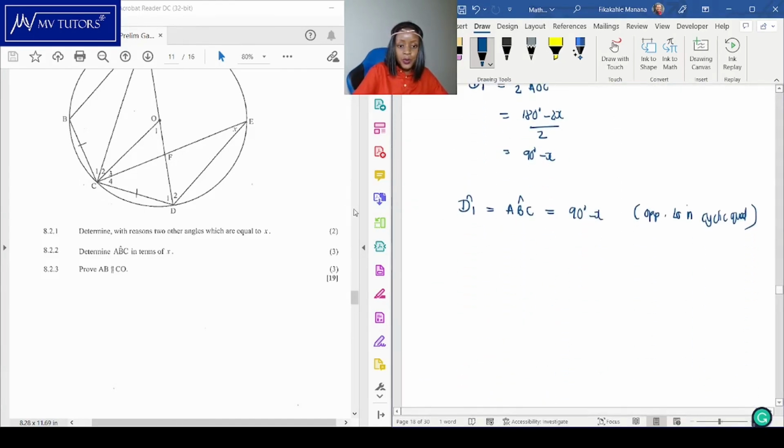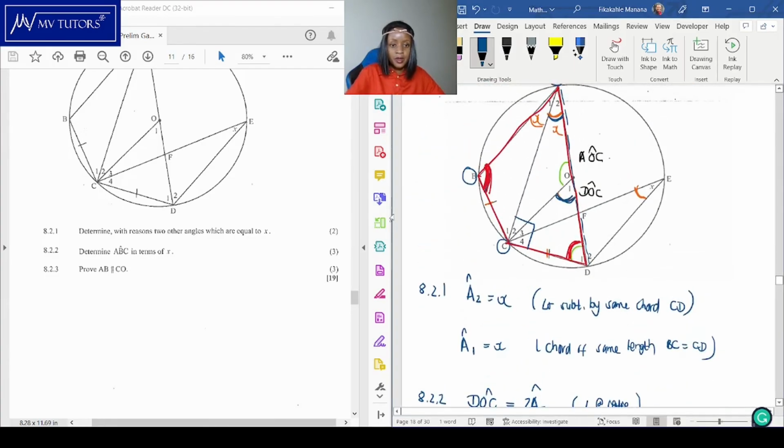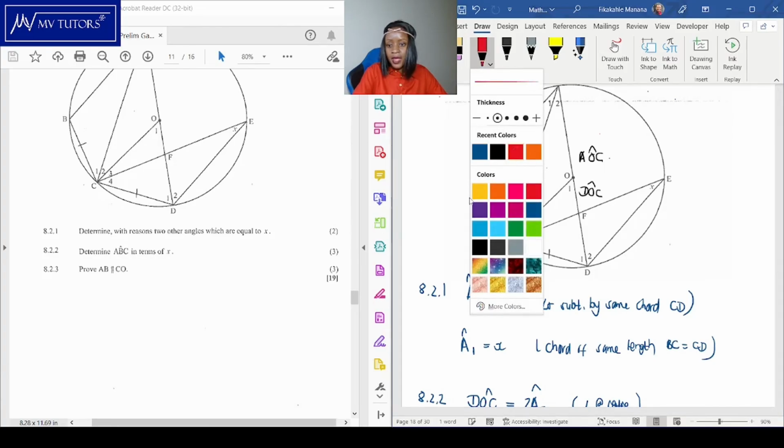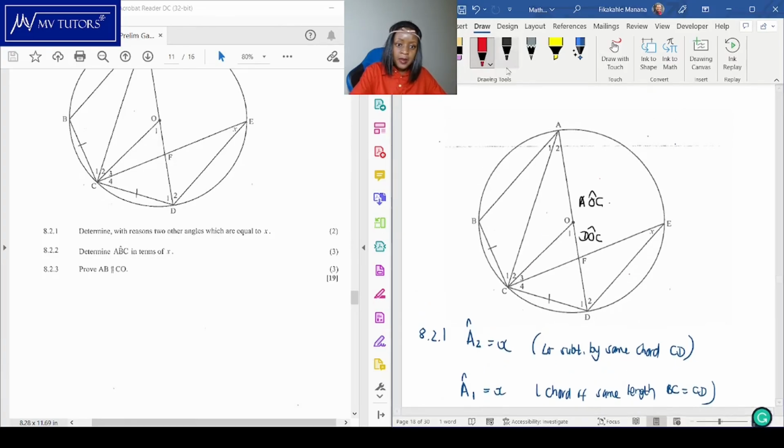Now 8.2.3. Prove that AB is parallel to CO. We've done a whole lot of markups here. Let's just see, what are we dealing with? Prove that AB, where is AB? Okay, this is AB, is parallel to CO.